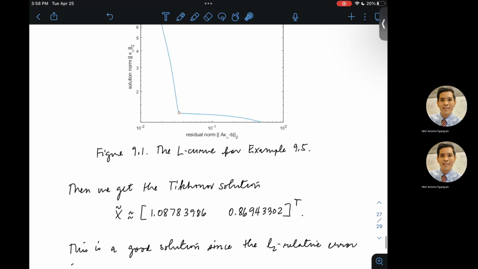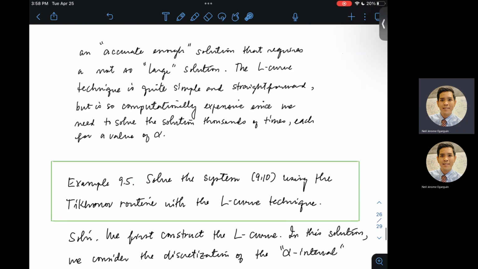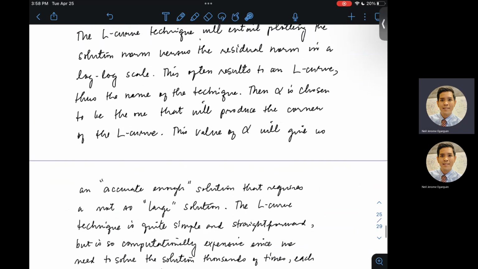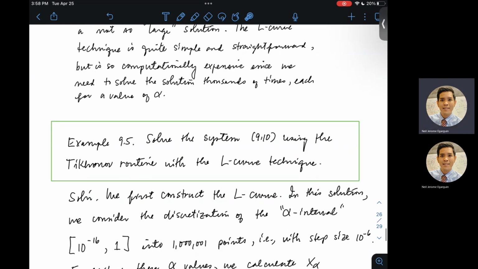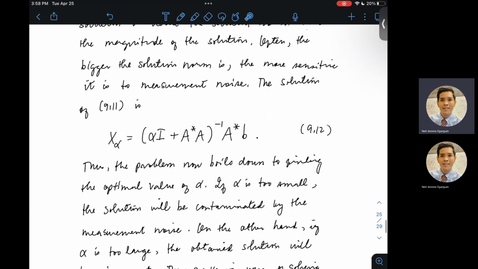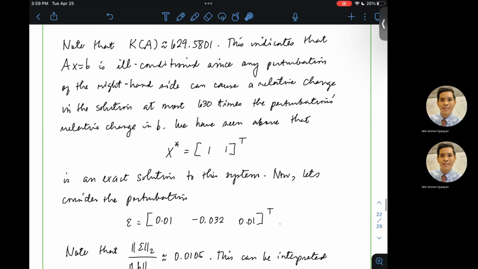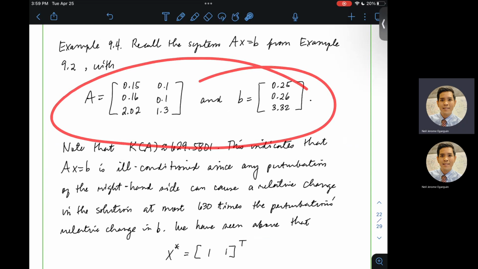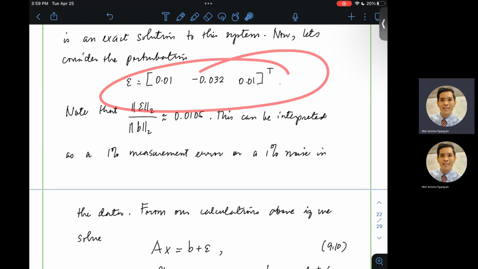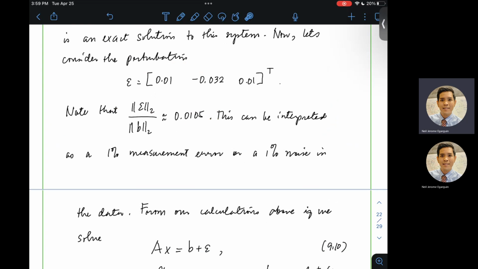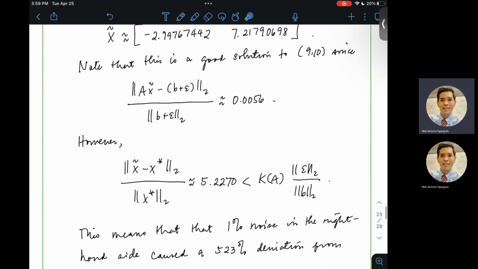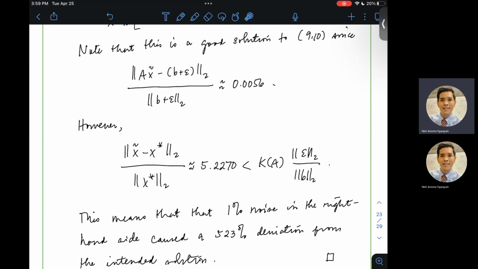Okay. Now let's look at the example that I have. In this particular example, we will resolve example 9.10, or system 9.10. Let me just recall what system 9.10 is. Oh, that's the one here. Yeah, this is our system. And this is our perturbation, right? We have learned earlier that the 1.05% relative error will give us a solution that is around 522% away from the actual solution.